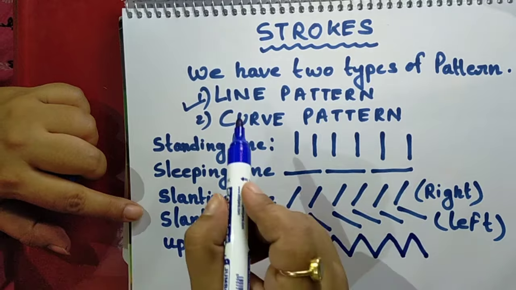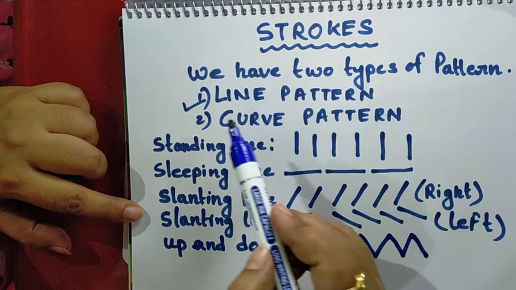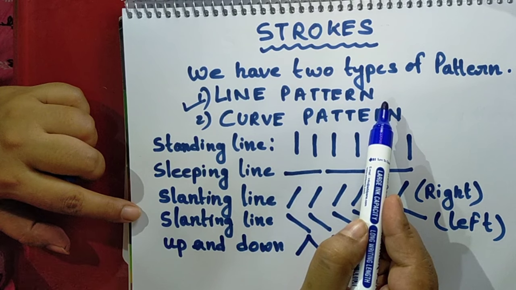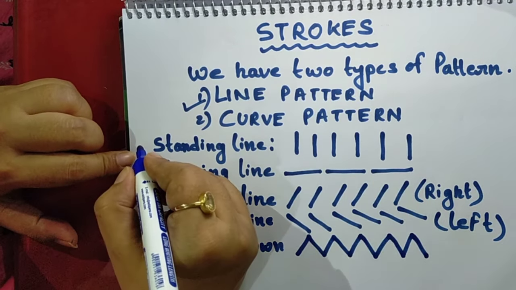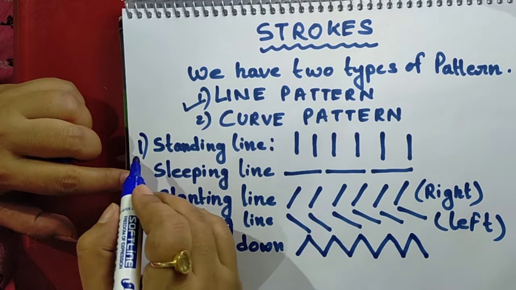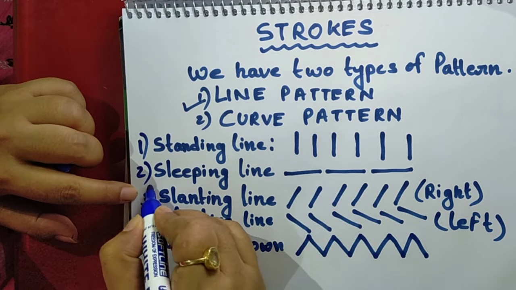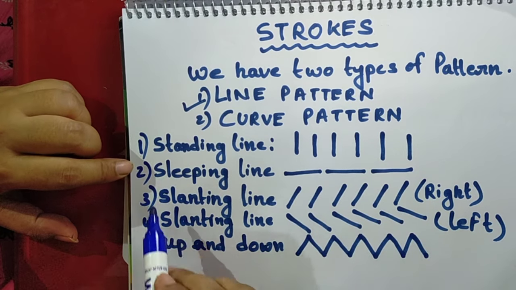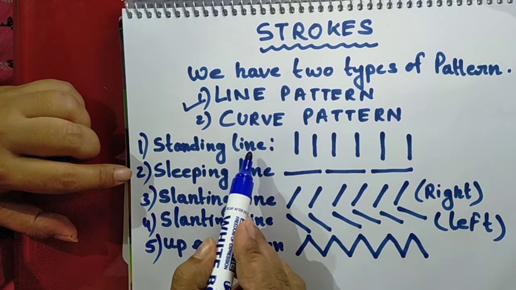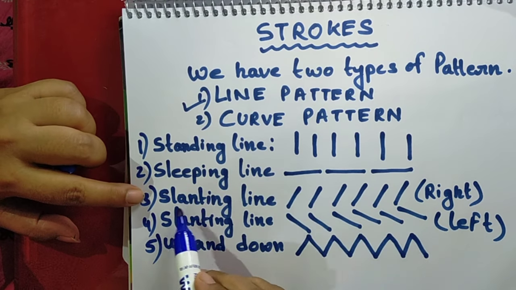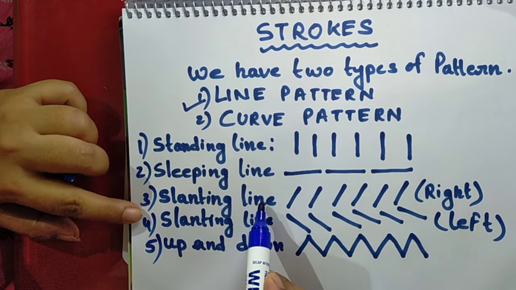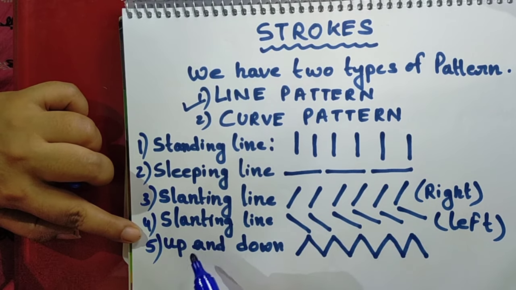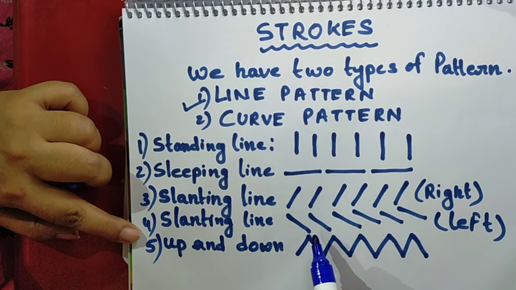Okay, so we have two types of pattern. First one is line pattern. In line pattern we have 5 types of line: 1, 2, 3, 4 and 5. So these are line patterns: standing line, sleeping line, slanting line, right slanting line, left slanting line and up and down. Okay. Right slanting, left slanting, right, left, up, down, up, down.